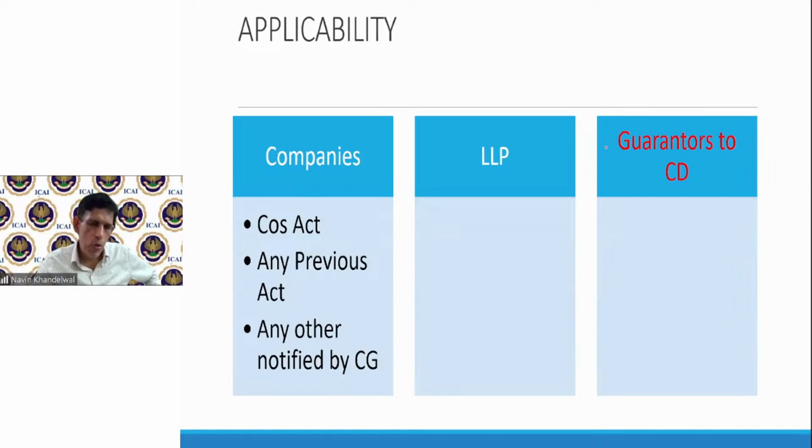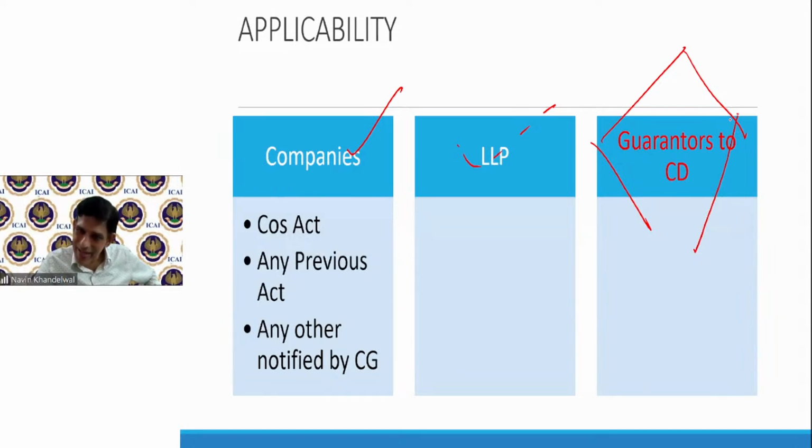Applicability as of today, very important, to whom it is applied. It applies to companies, it applies to LLP, and very important, it applies to guarantors of the corporate debtor. Now, what does this mean? It means, let's say a company has taken a loan and the directors of the company have given a guarantee to the bank for the loan taken by the company. Or there might be a subsidiary of the company, it might have given a corporate guarantee, or some other company might have given a corporate guarantee.